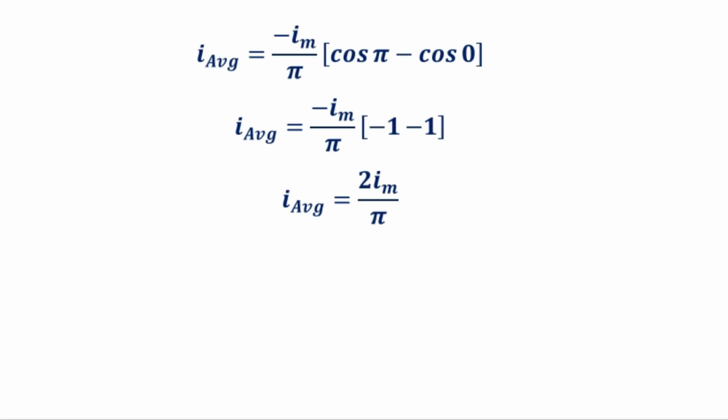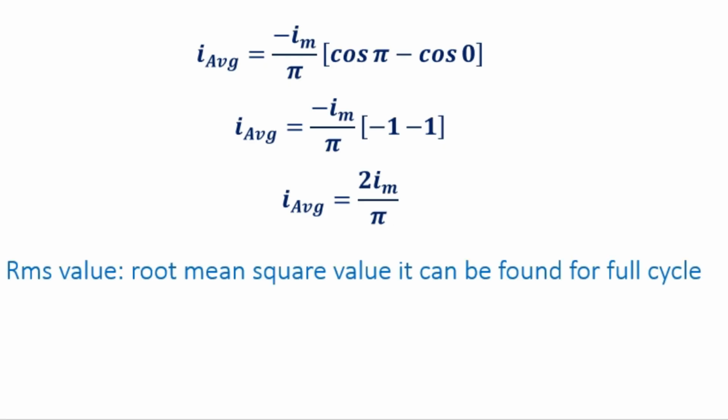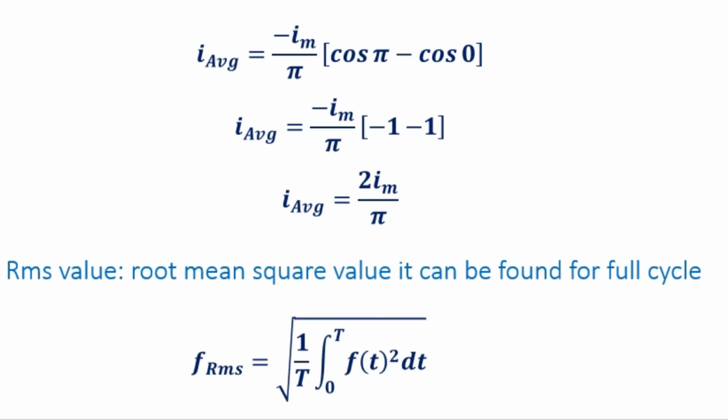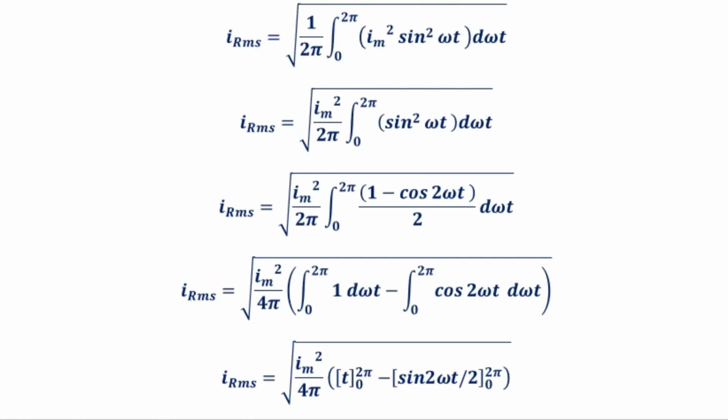Now to find the RMS value, meaning root mean square value, it can be found for the full cycle. The formula for RMS value is F RMS equals under root of 1 by T integral 0 to T f of t whole square dt. I RMS equals under root of 1 by 2 pi integral 0 to 2 pi I am square sin square omega t d omega t. If you take common I am square by 2 pi into integral 0 to 2 pi sin square omega t d omega t, now we can write sin square omega t as 1 minus cos 2 omega t by 2.